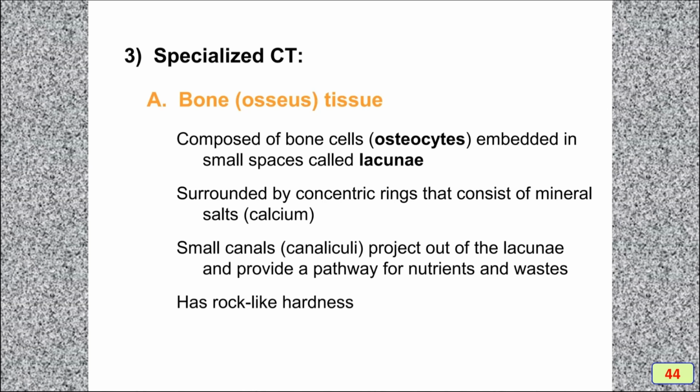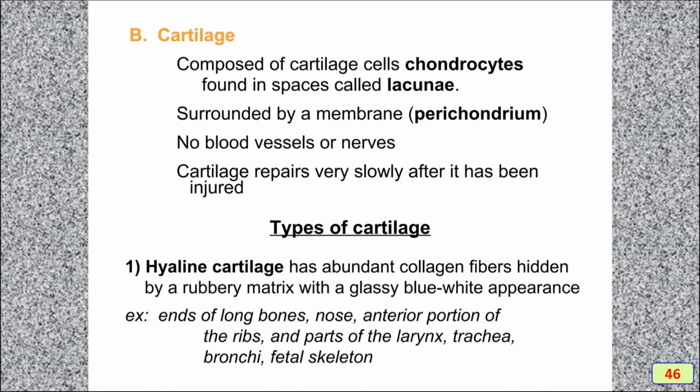Among specialized connective tissues, number one is bone connective tissue, which has a rock-like hardness. Then cartilage is another type of structure, very similar to bone, but it has more flexibility.